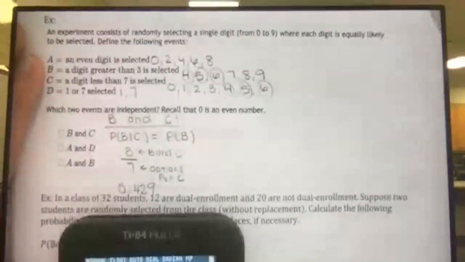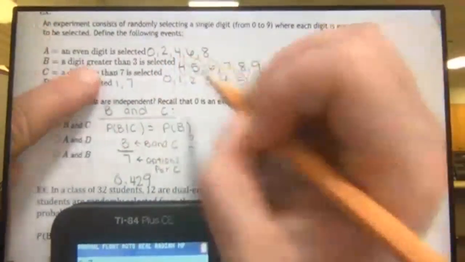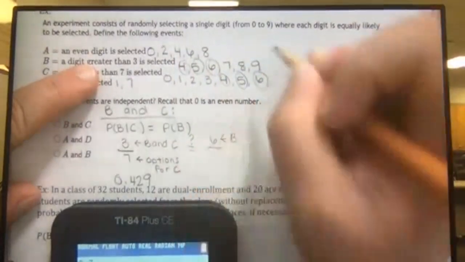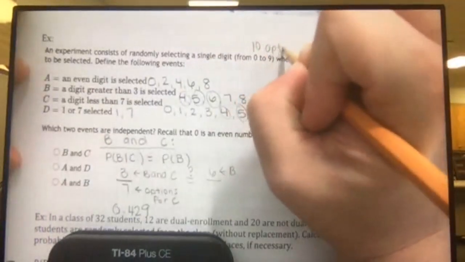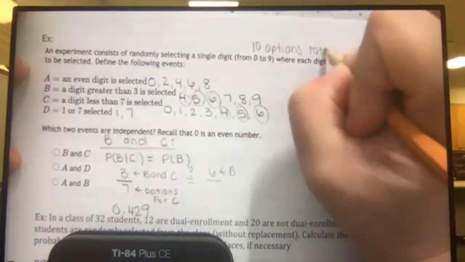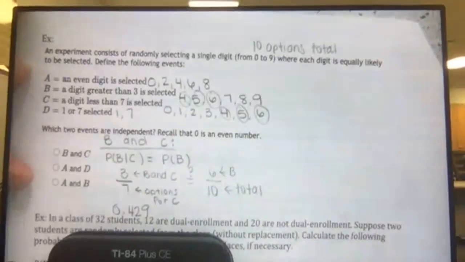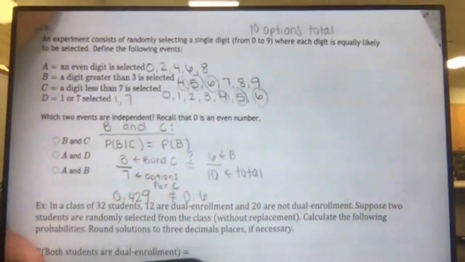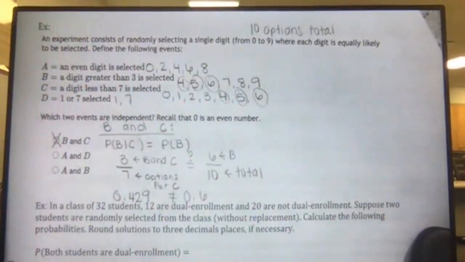0.429. And we're trying to see, is this the same thing as the probability of B? So B means we have 1, 2, 3, 4, 5, 6 options in B, out of, we said we had from 0 to 9. So if we count 0, that will give us 10 options total. In my calculator, 6 out of 10 would give us 0.6. So that means they are not equal. So that means they are dependent. They are not independent. Didn't work.